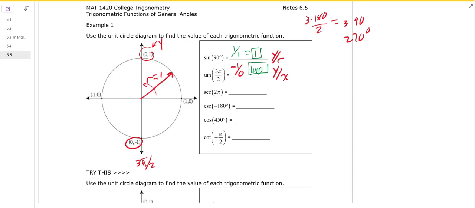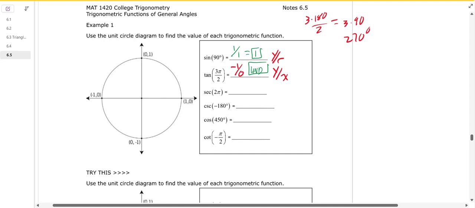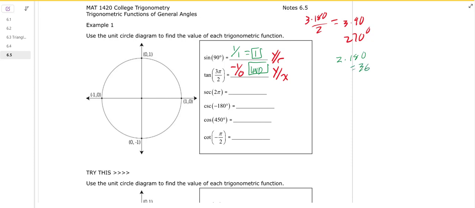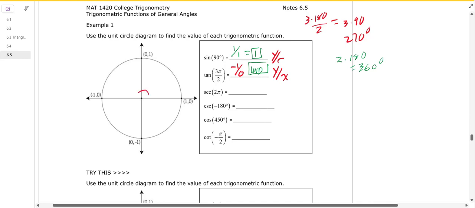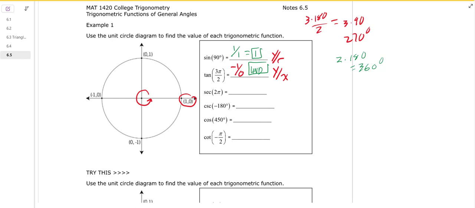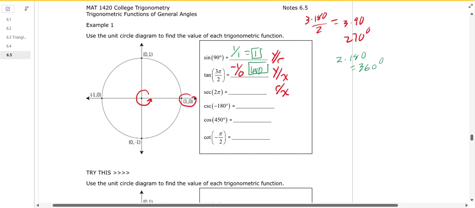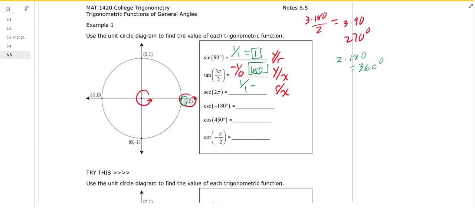Moving on, we have the secant of 2 pi. If you're not clear about where these radian angles lie, then convert it to degrees if that's helpful to you at this stage. 2 pi would be counterclockwise all the way around the circle. That would lead you to this point right here. The secant's definition is r over x. In this case, r is 1, and the x value is 1. So the secant of 2 pi is equal to 1.